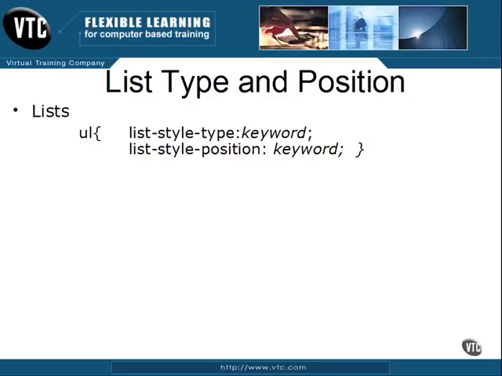So list style type is going to allow us to control what type of bullet is used or what type of numbering sequence is used, depending on the nature of what value we put in here. And then the list style position will allow us to designate whether or not the bullet will be inside the indented text region or outside of it. So let's go ahead and take a look at our options for the list style type.